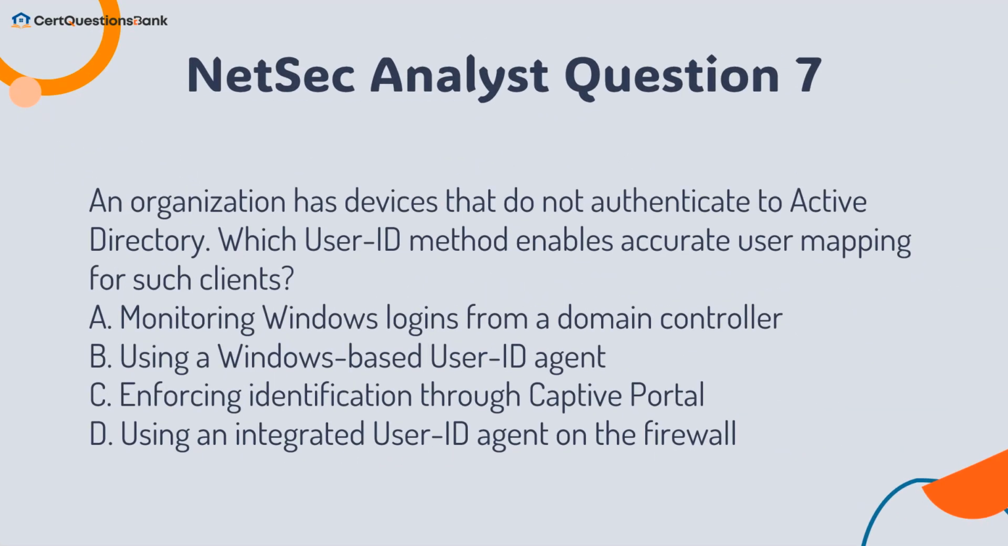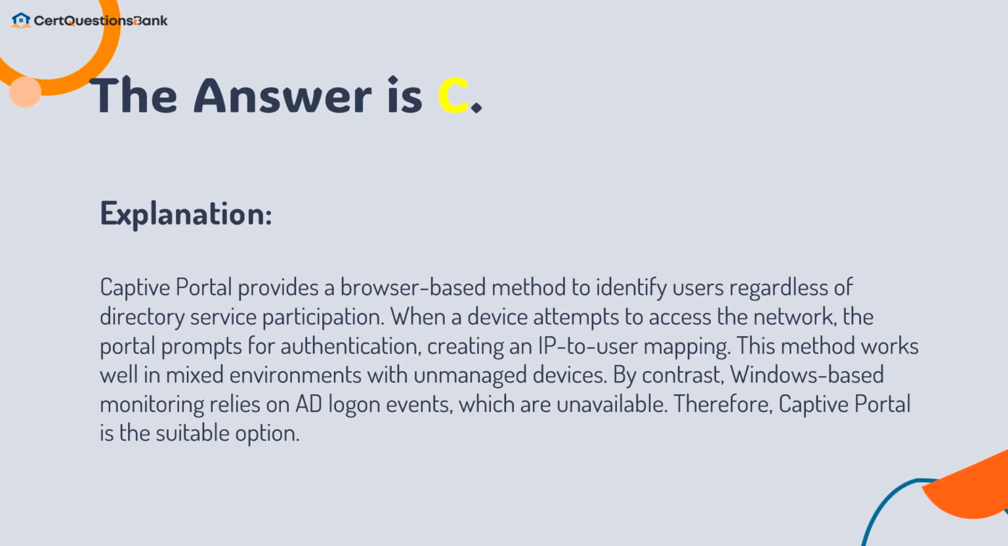An organization has devices that do not authenticate to Active Directory. Which user ID method enables accurate user mapping for such clients? A. Monitoring Windows logins from a domain controller. B. Using a Windows-based user ID agent. C. Enforcing identification through captive portal. D. Using an integrated user ID agent on the firewall. The answer is C.